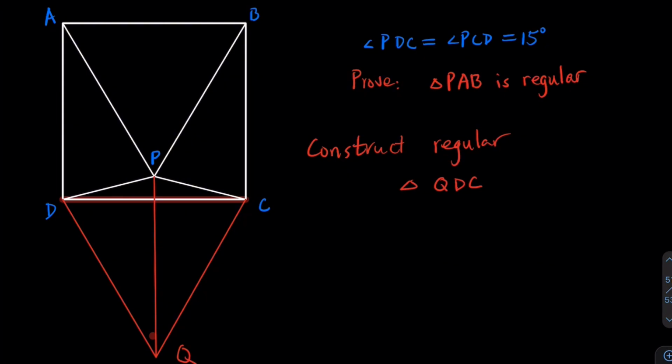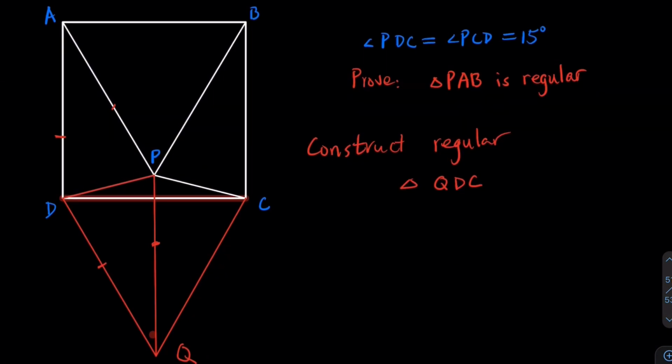So what you can claim is that since this is regular, this side, this side, this side, they all equal to each other, and they have a common side here for these two triangles. So we see two congruent triangles here. One is this one, and the other one is this one. They are congruent, right? This is because three sides are equal to each other. So triangle ADP and QDP, they are congruent.